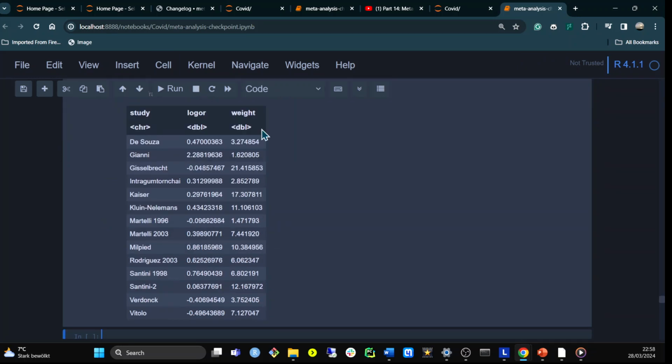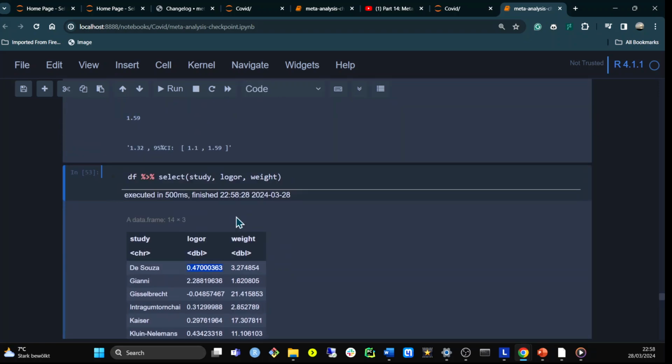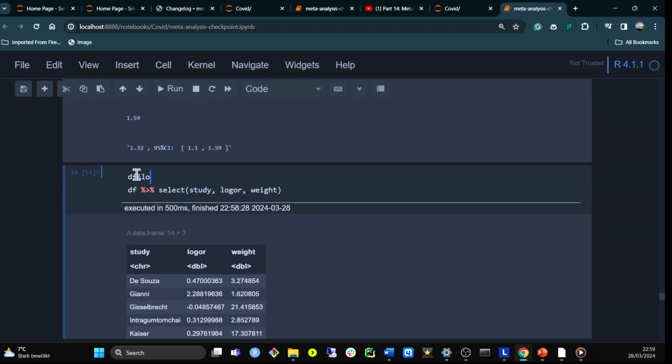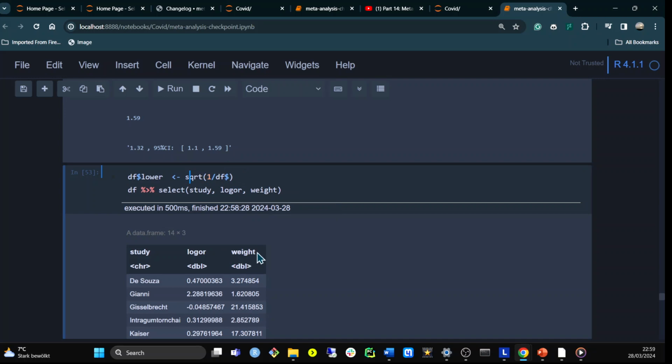Once you have that, I think you have everything. Of course, you can also calculate the confidence interval for each. Similarly, you take the reciprocal of this value and put it in the square root, and then you get the standard error. Maybe we can do that actually. We can make df lower equal to the square root of 1 over the weight, because we want to get the standard error. The standard error is calculated this way. So now we have the standard error.